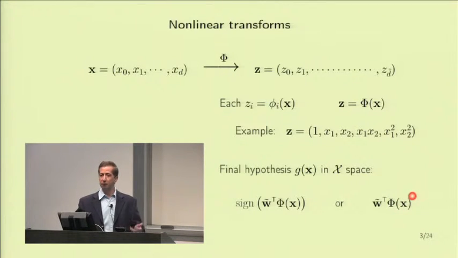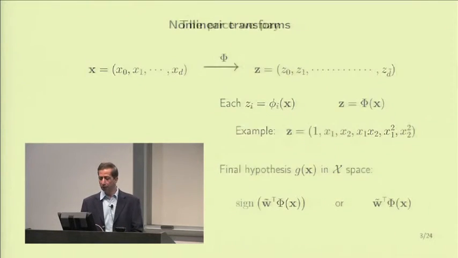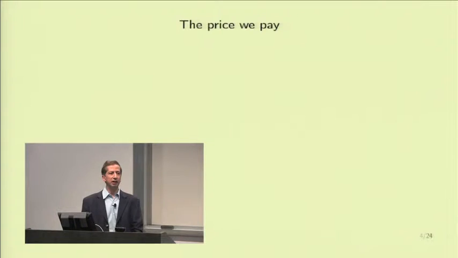And as we will see, we'll have a third one, which is in between taking the sign and leaving the quantity alone when we talk about logistic regression. So that's the summary of nonlinear transforms that we have seen so far. And now we talk about generalization. Ask ourselves, what is the price we pay when we do a nonlinear transform? The price we will pay, obviously, is in terms of generalization.